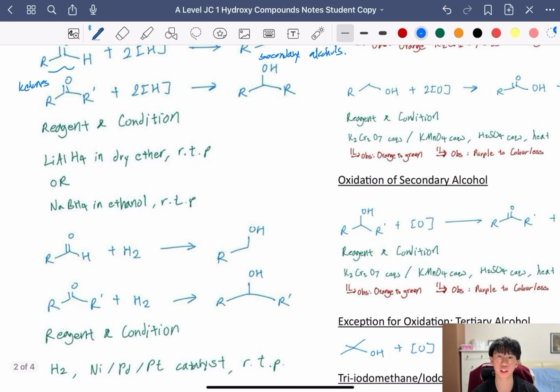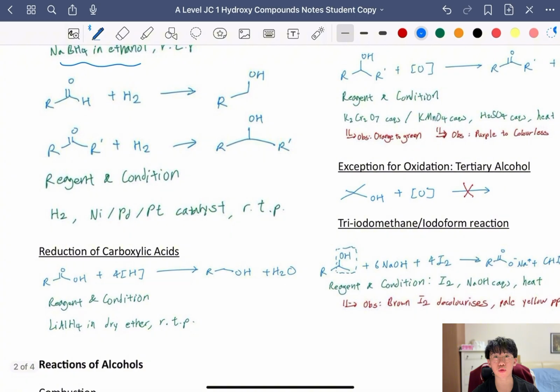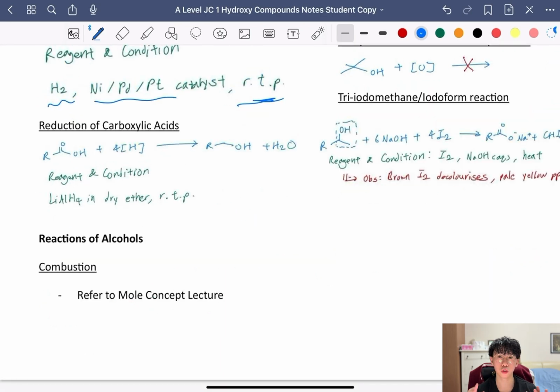Now the reagents and conditions for this reaction are LiAlH4 in dry ether at RTP, a very common reducing agent, or for this reaction specifically, we can also use NaBH4 in ethanol at room temperature and pressure. Another way to reduce is to use your hydrogen gas with your nickel, palladium, and platinum catalyst at room temperature and pressure. Your carboxylic acids can also be reduced to form your primary alcohol. And for the reagents and conditions, it's also LiAlH4 in dry ether at room temperature and pressure.